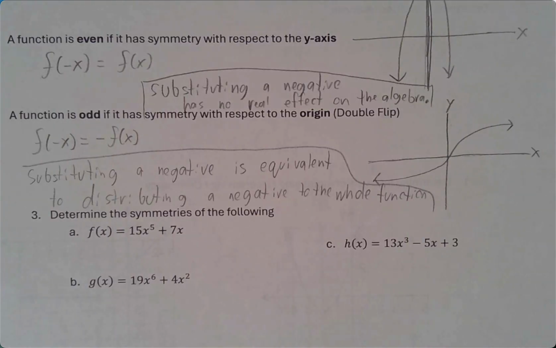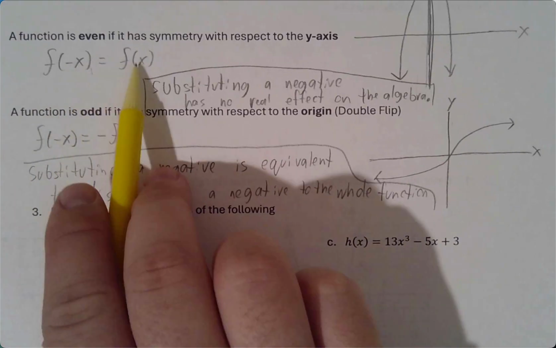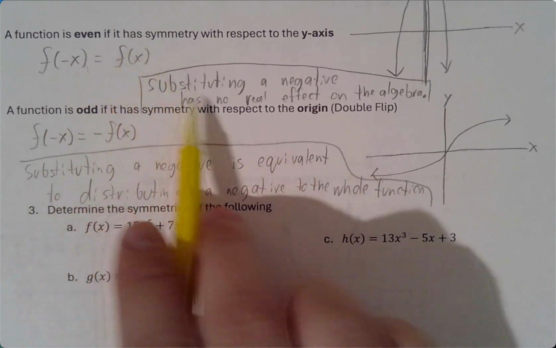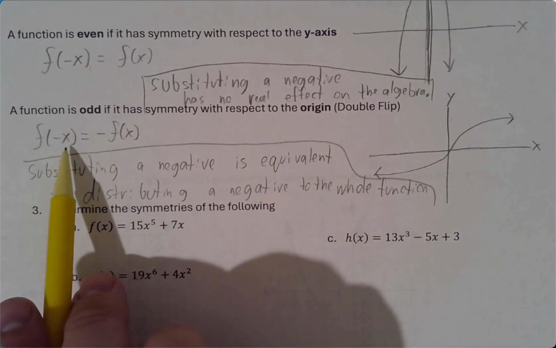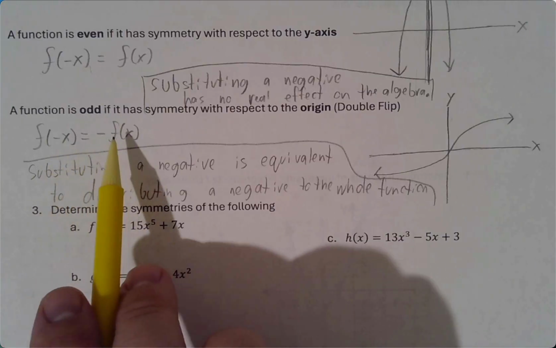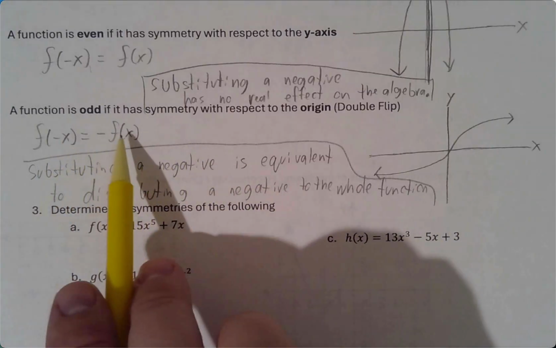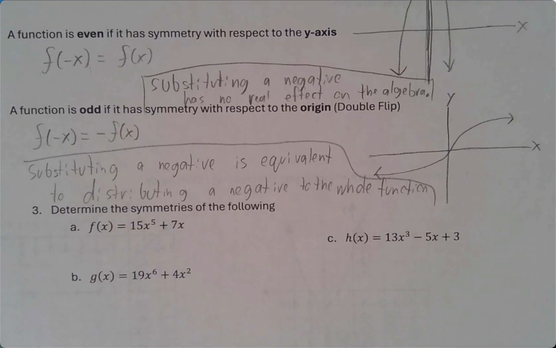It was, like I said, neither, because plugging in the negative had some effect. It didn't cancel out completely. And plugging in the negative didn't equally affect everything. It didn't change everything and didn't fully distribute the negative. It only changed one of my three terms.